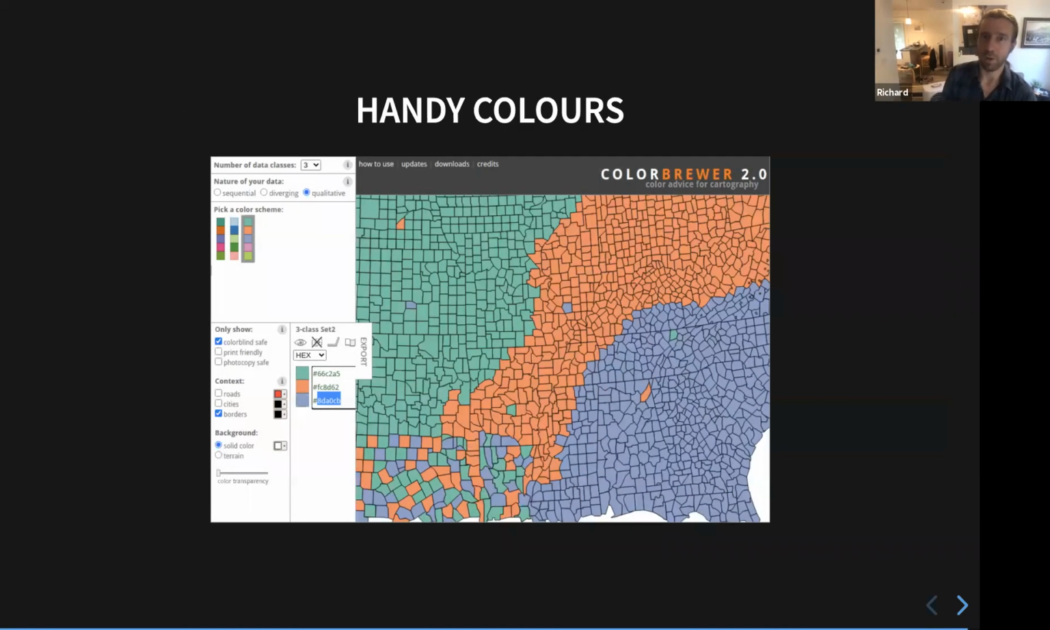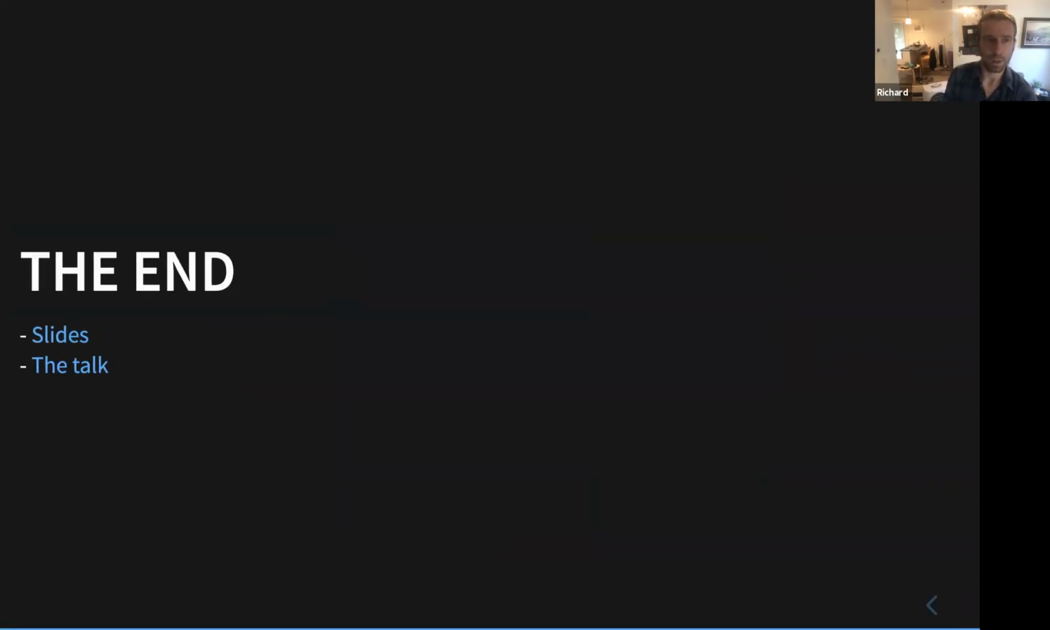One other shout out I wanted to make was to Color Brewer 2.0. If you're building visualizations for your papers and looking for a good color scheme, this is the website to go to. And that's the end of the talk.